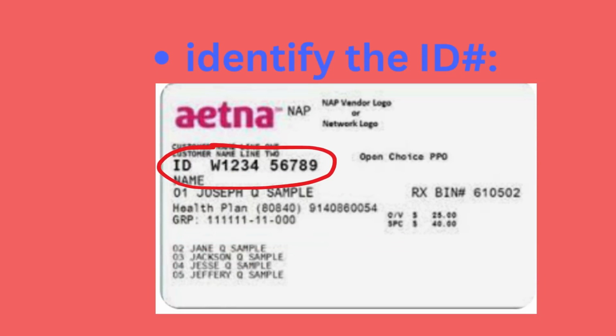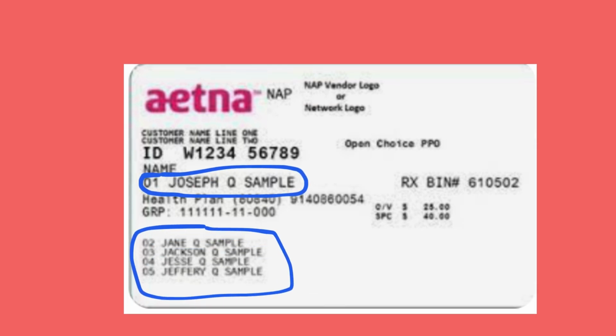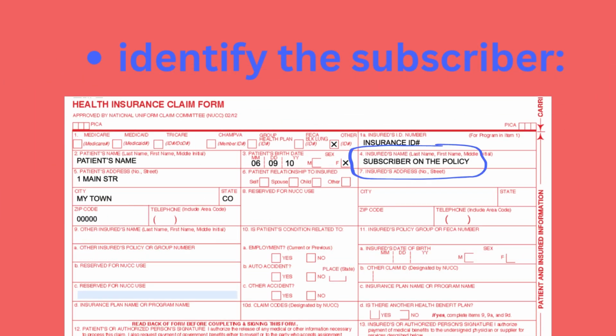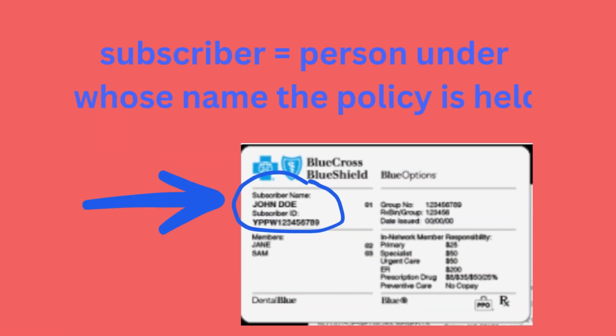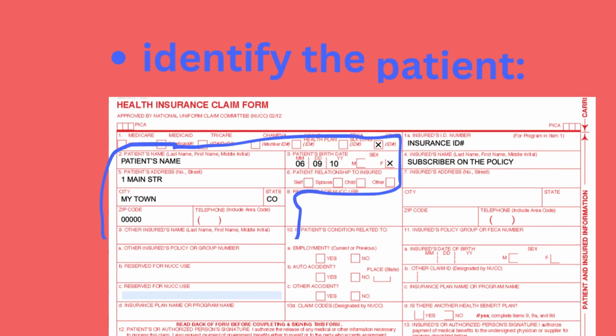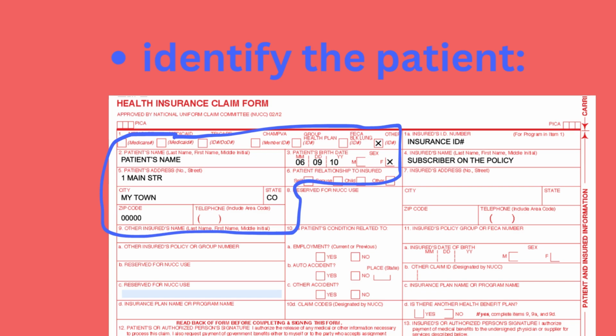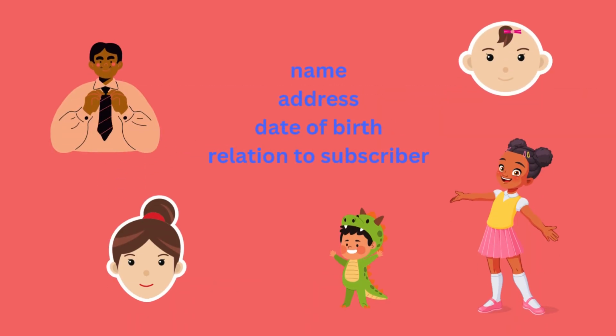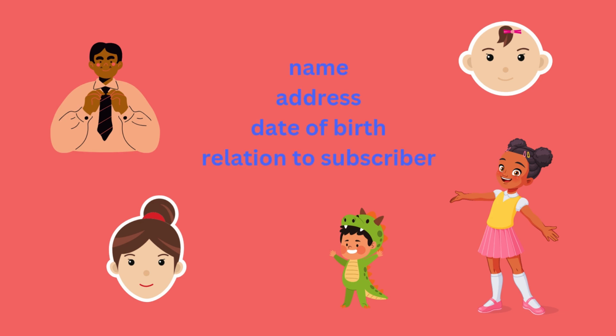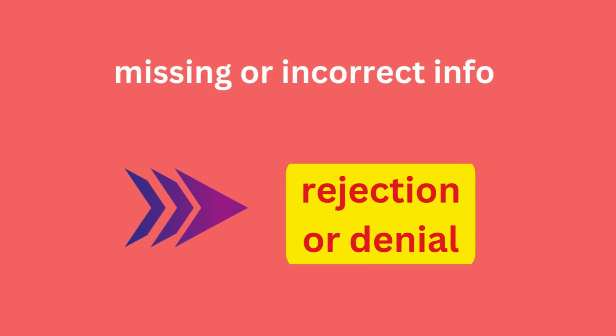Next, we need to identify the correct ID number. Sometimes everyone in your family will have the same ID number, but Kaiser patients each have their own. Next, identifying the subscriber. That is the person under whose name the policy is held. Next, identifying the patient, and that means their exact name, address, date of birth, and relationship to the subscriber, spouse, child, etc. Any missing or incorrect information would lead to a rejection or denial of a claim.